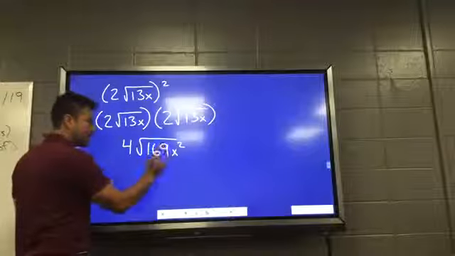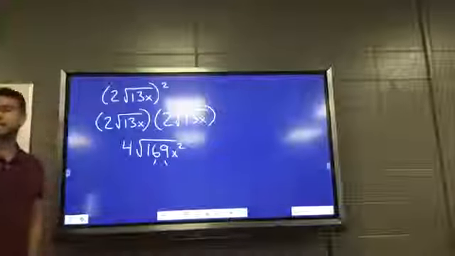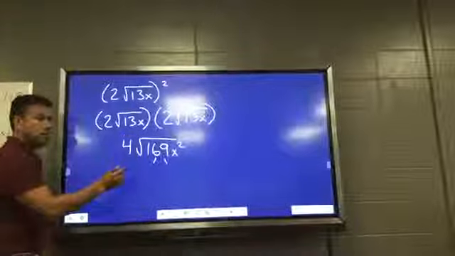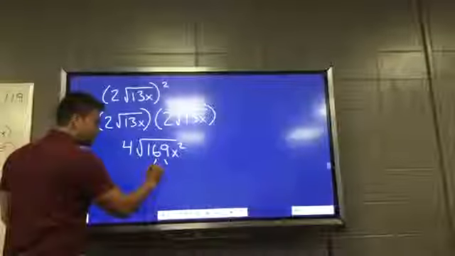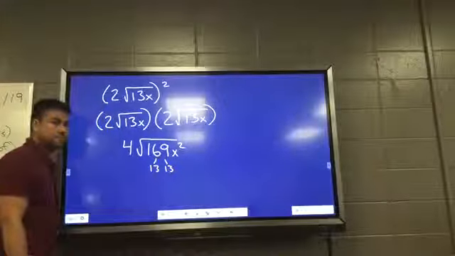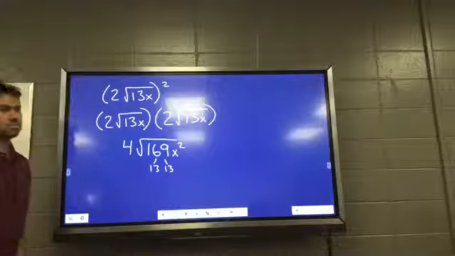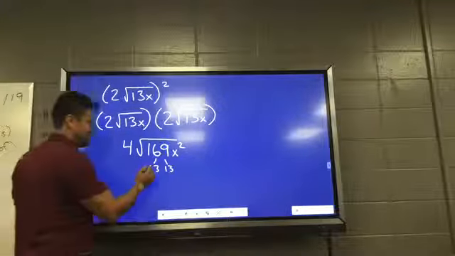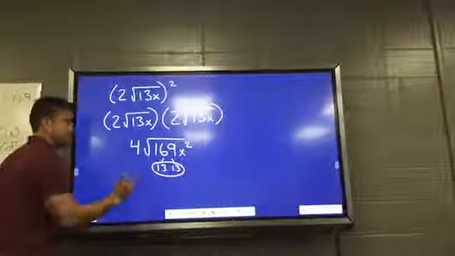Can you break this down? Here's a hint. I'm trying to give you some hints. 13 and 13 gave me that, so 13 and 13. Wait, I'm confused. How do you do the inner?